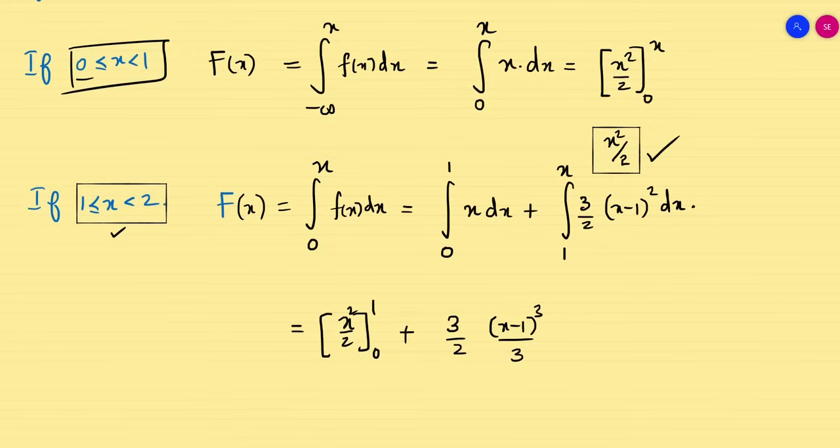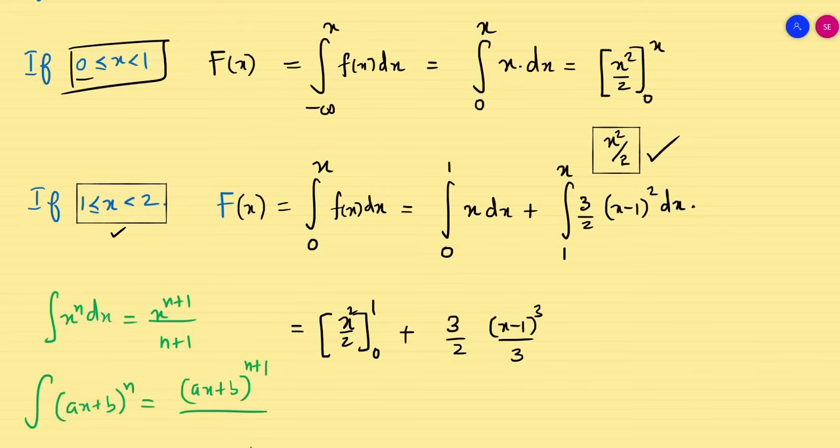Why? Because we know the classical formula, x power n dx is x power n plus 1 by n plus 1. But when we use ax plus b whole power n, it is ax plus b whole power n plus 1 by a into n plus 1. So now here my a is going to be 1, so it is going to be simply x minus 1 whole cube by 3. So 3 gets cancelled.